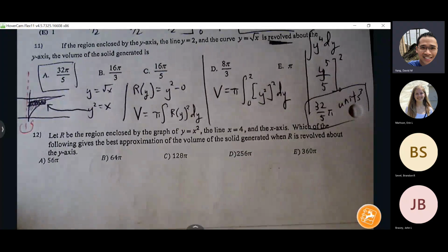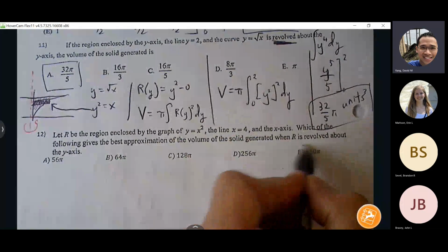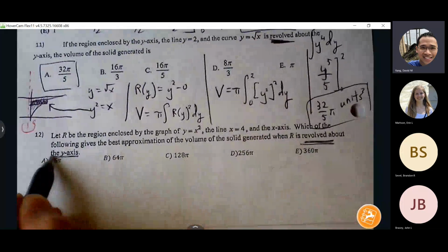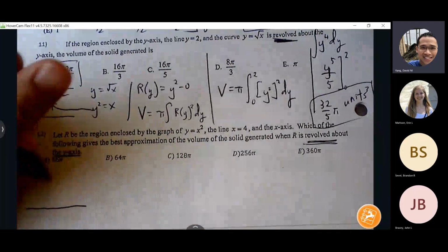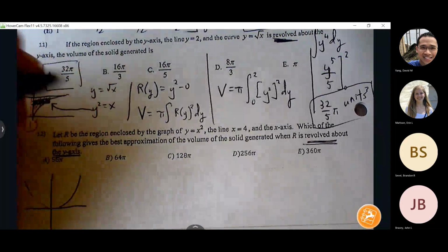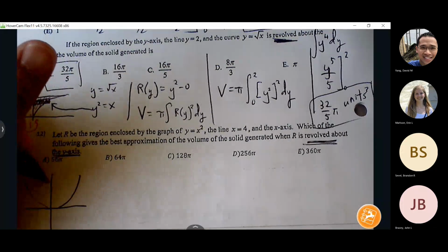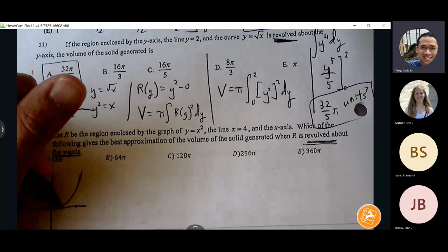Okay, 12, let R be the region. You've got y equals x squared, x equals 4, and the x-axis. Which of the following? Again, we're rotating about the y-axis. You know it's going to be either the disk or washer method. y equals x squared is a parabola that goes through (0, 0). x equals 4 is a vertical line.